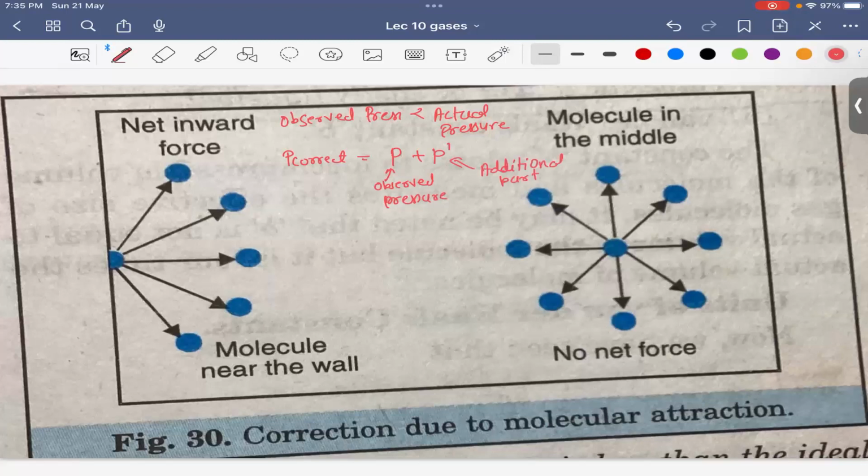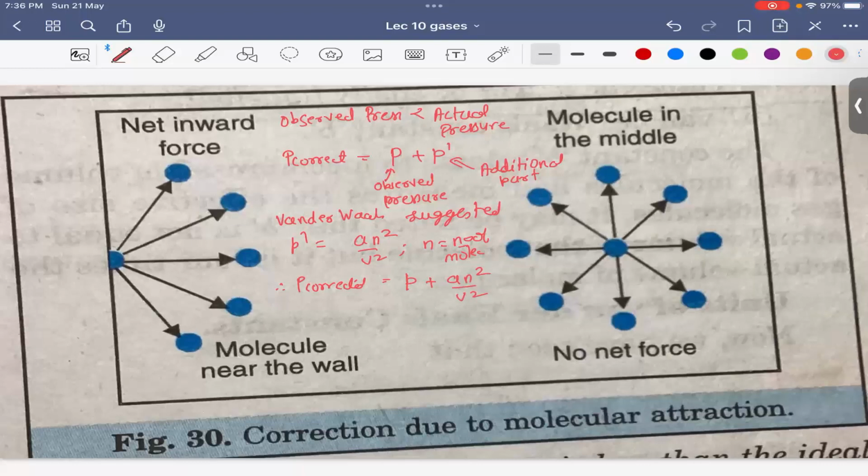So van der Waals suggested that to correct the pressure, a pressure term equal to a by V square for 1 mole, and a n square by V square for n moles, is to be added. So van der Waals suggested that P dash has to be equal to a n square by V square, where n is the number of moles. Therefore, as per him, P corrected has to be P observed plus a n square by V square for n moles.